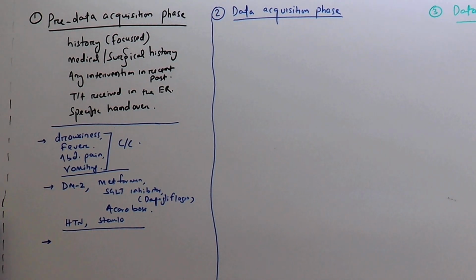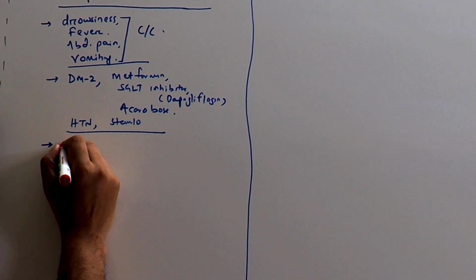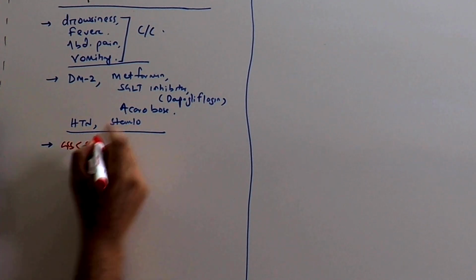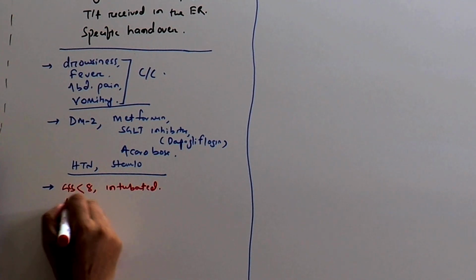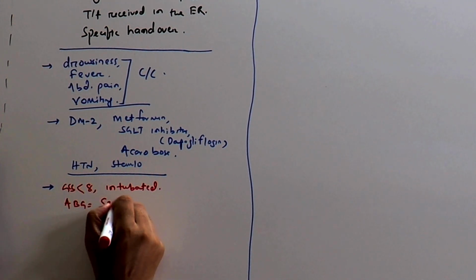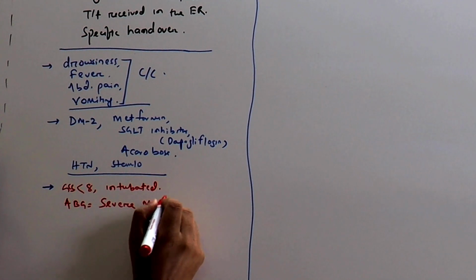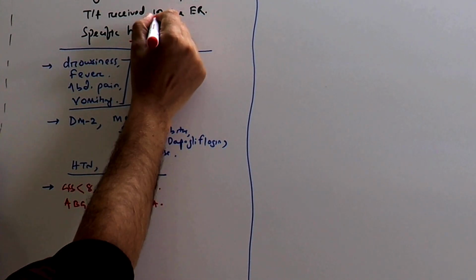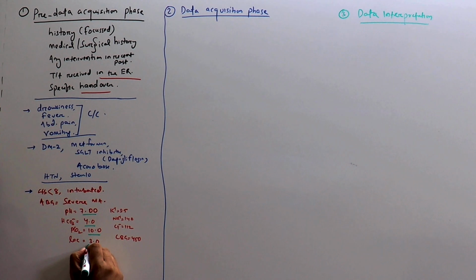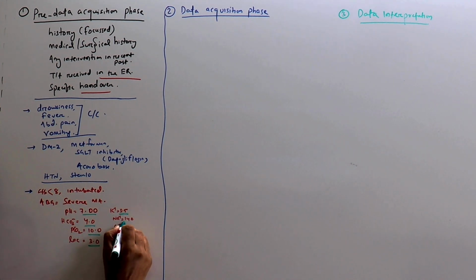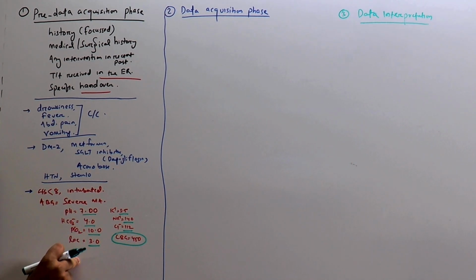These are the findings of the patient in the emergency. Because of the altered mental status, GCS was less than 8, so intubated in the emergency. Then an ABG was done in the emergency, which shows severe metabolic acidosis. This we are discussing as specific handover or treatment received in the ER. pH is 7.0, bicarb is 4.0, PCO2 is 10, lactate is 3, potassium 3.5, sodium 140, chloride 112, and CBG is 450, very, very high. So this is the ABG they have done in the emergency.